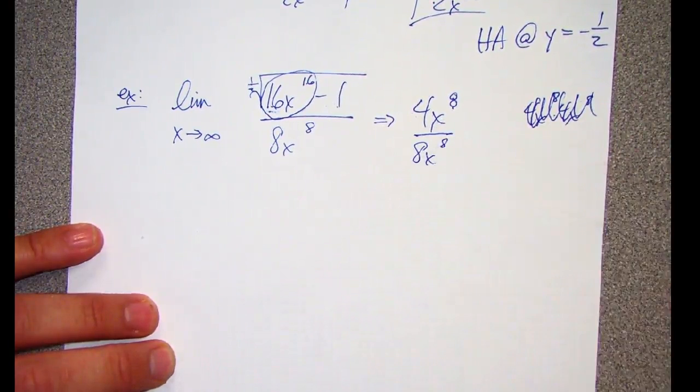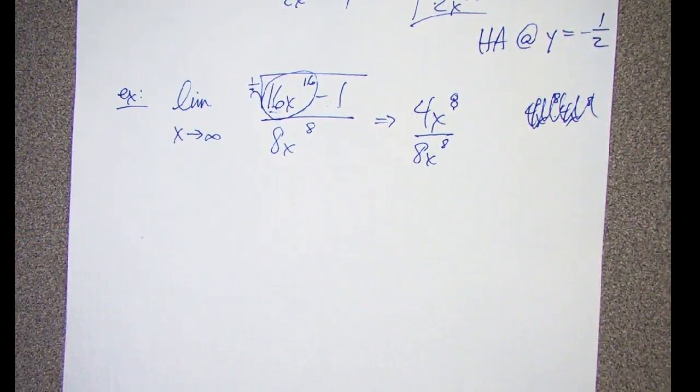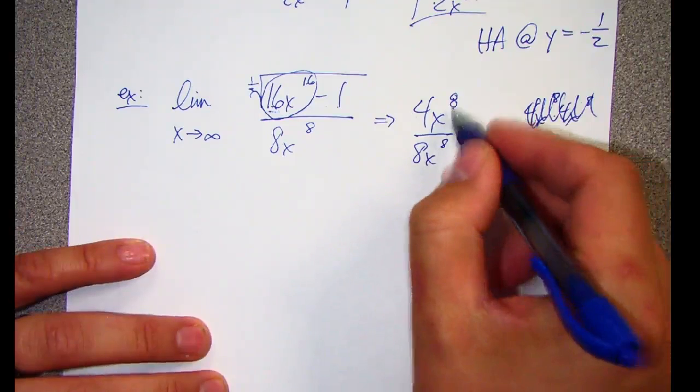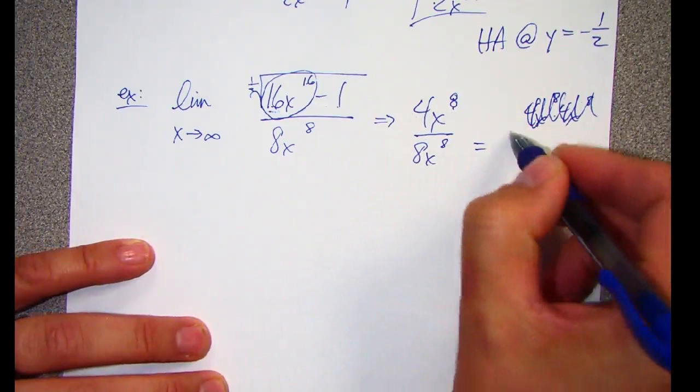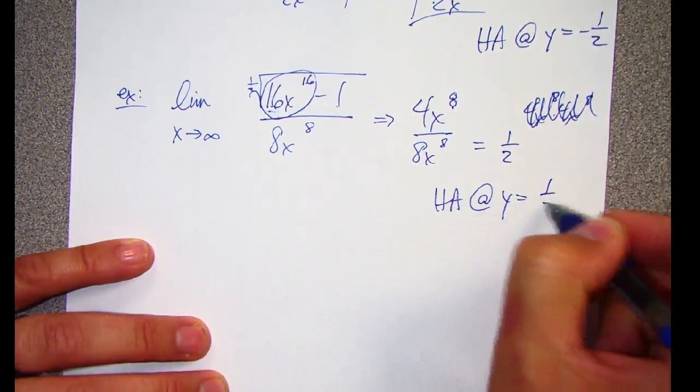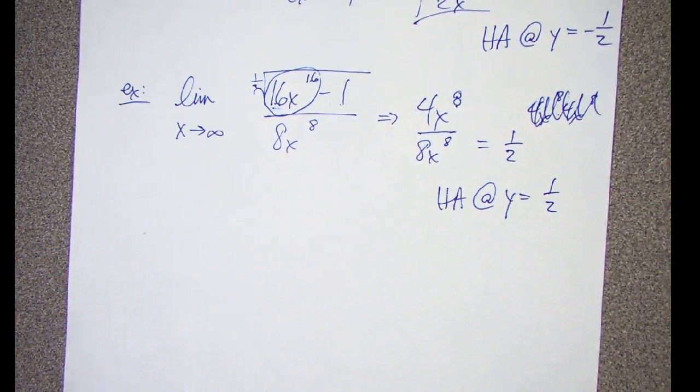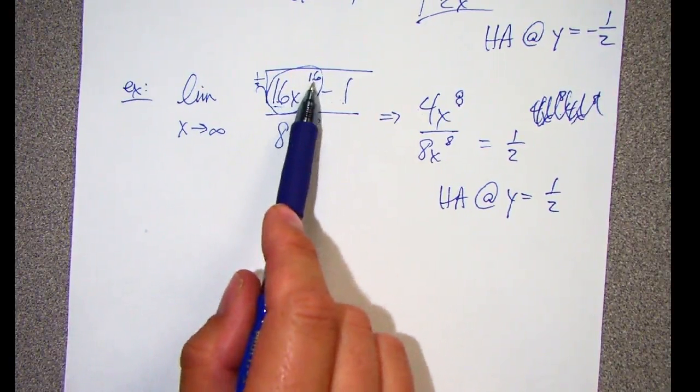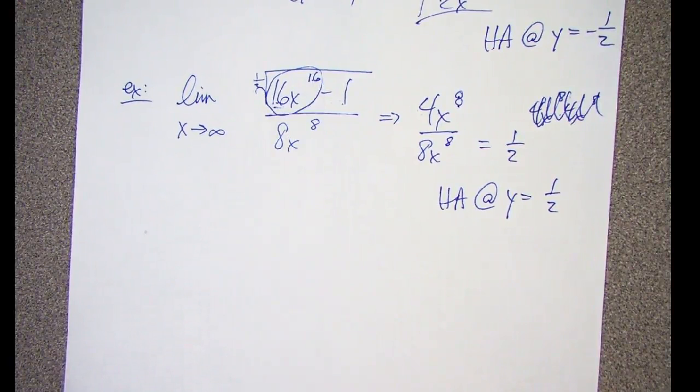Bottom, I didn't do anything, so I'm just going to rewrite the 8x to the 8th. Highest powers are tied, so you look at the coefficients, and this would be a positive 1/2 or a horizontal asymptote at y equals 1/2. So just make sure you simplify before you compare. And remember, when you're square rooting powers, you're really just cutting them in half.